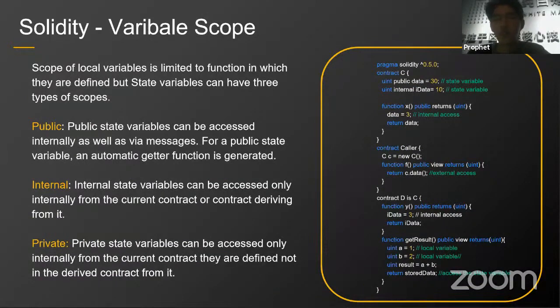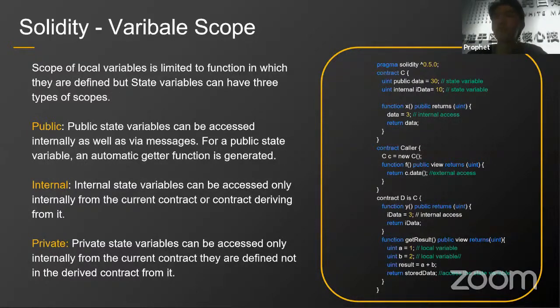And here I'm going to discuss the variable scope. The scope of local variables is limited to the function in which they are defined. But state variables have three types of scope: public, internal, and private.